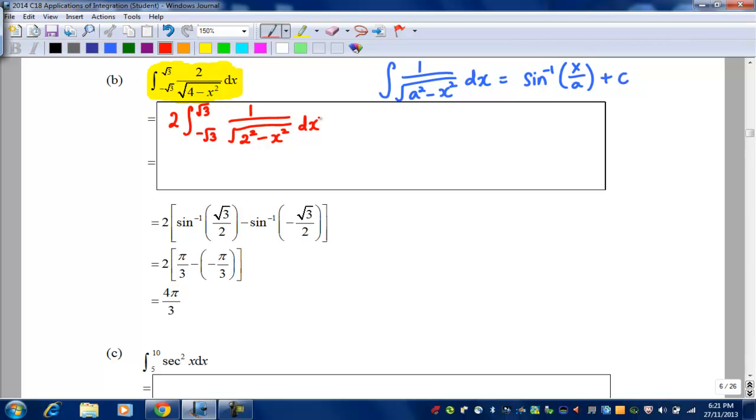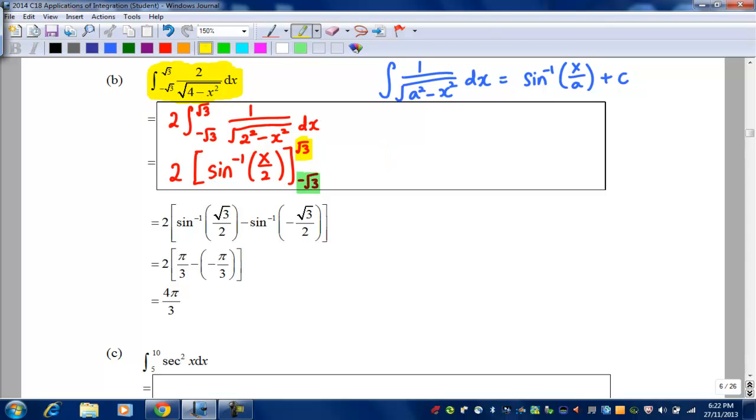Now the next step should be very straightforward. We know there's a 2 outside, and we already know what is the antiderivative of 1 over square root of 2 squared minus x squared. This gives us a sine inverse x over 2, root 3, negative root 3. So the remaining should be very simple. Now I just need to put in my square root 3 and my negative square root 3.